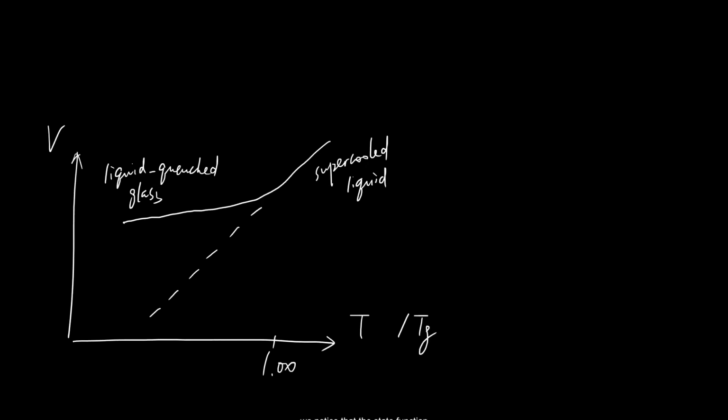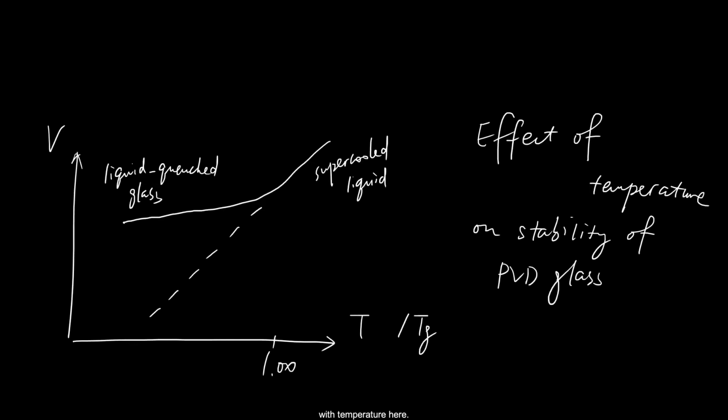For starters, we notice that the state function is plotted as a function of temperature, so maybe glass stability has something to do with temperature here. And since the temperature involved in physical vapor deposition is the substrate temperature, you would be right if you think that deposition temperature affects the glass stability. I guess the next question is, what exactly is the influence?